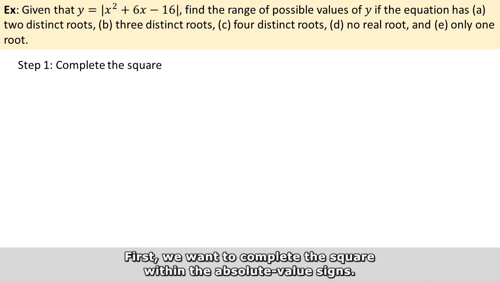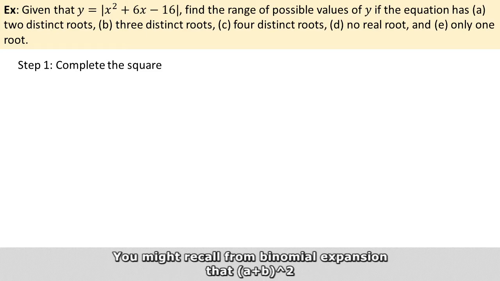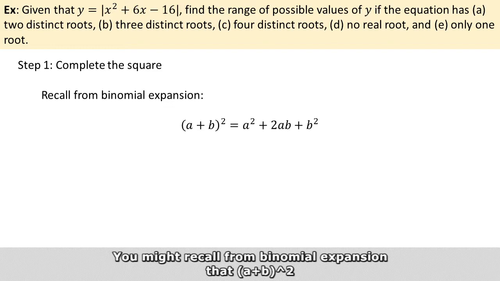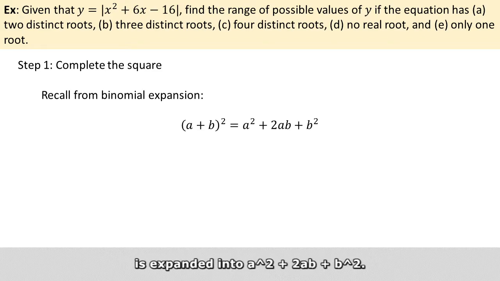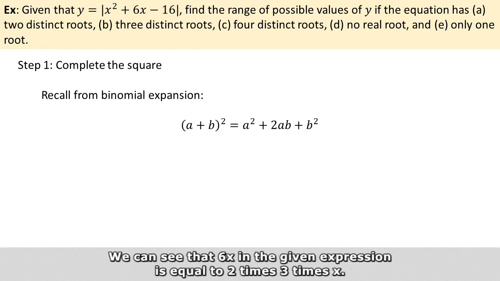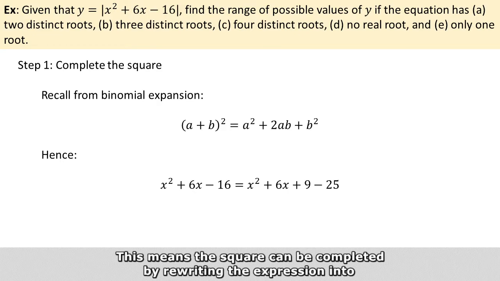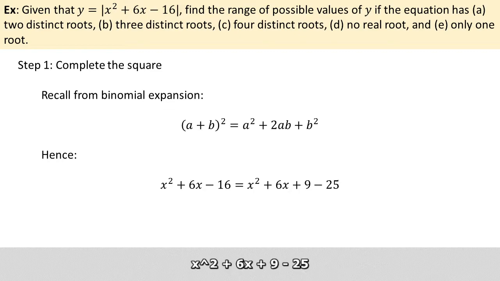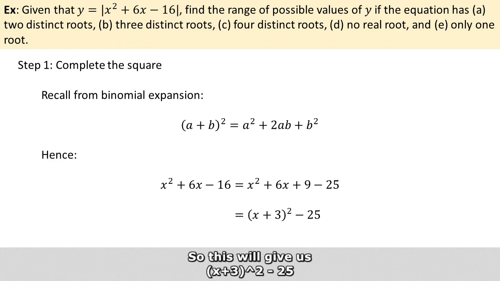First, we want to complete the square within the absolute value signs. You might recall from binomial expansion that the sum of a and b raised to the power of 2 is expanded into a squared plus 2ab plus b squared. We can see that 6x in the given expression is equal to 2 times 3 times x. This means that the square can be completed by rewriting the expression into x squared plus 6x plus 9 minus 25. So this will give us (x plus 3) squared minus 25.